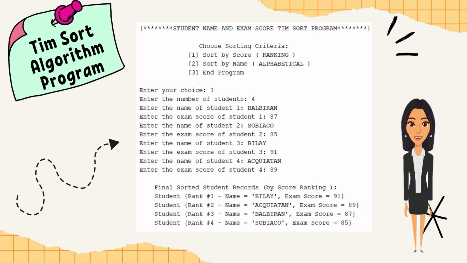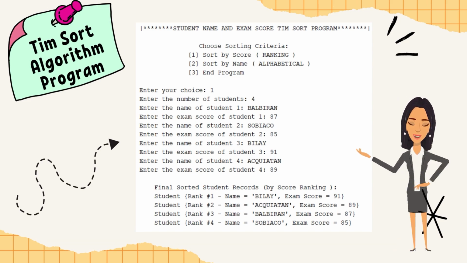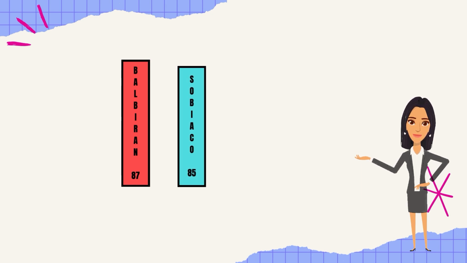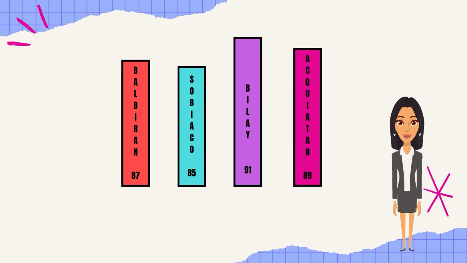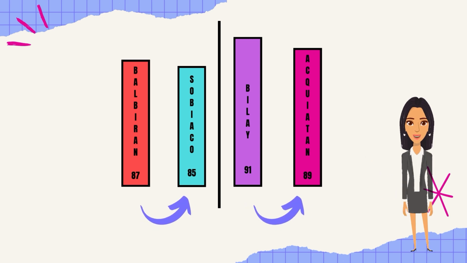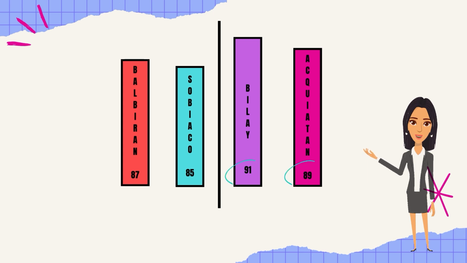After JAYSON organized the data in alphabetical order, now we will proceed in organizing data according to the ranking score. The question is how? So we have here a group of students who already have a score. We have BALBIRAN with 87, SOBIACO with 85, BILAY with 91, and ACQUIATAN with 89. We will divide it into 2 segments. First segment, we have BALBIRAN and SOBIACO. Second segment, we have BILAY and ACQUIATAN. BALBIRAN with 87, SOBIACO with 85, BILAY has 91, and ACQUIATAN has 89.